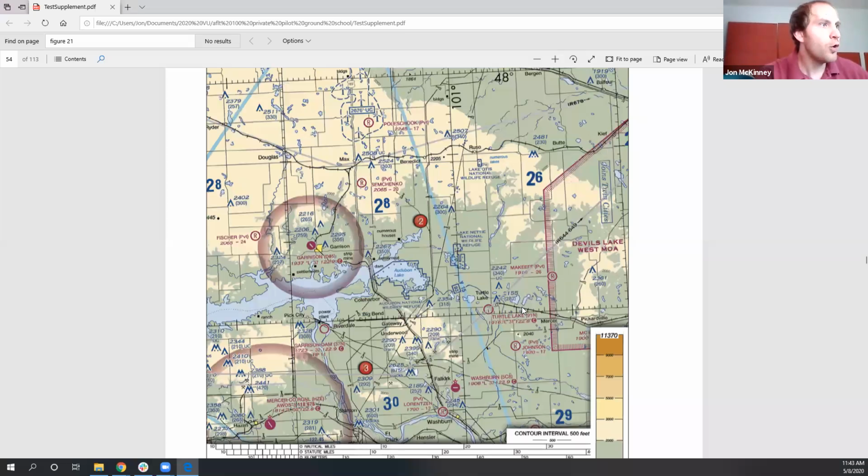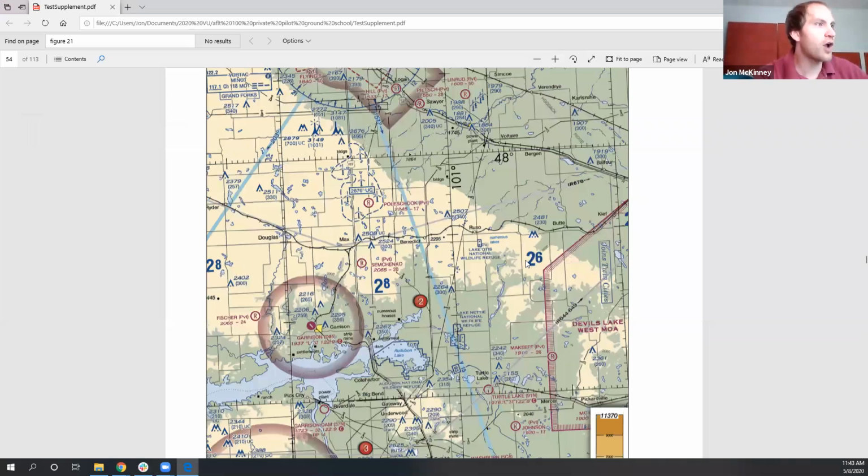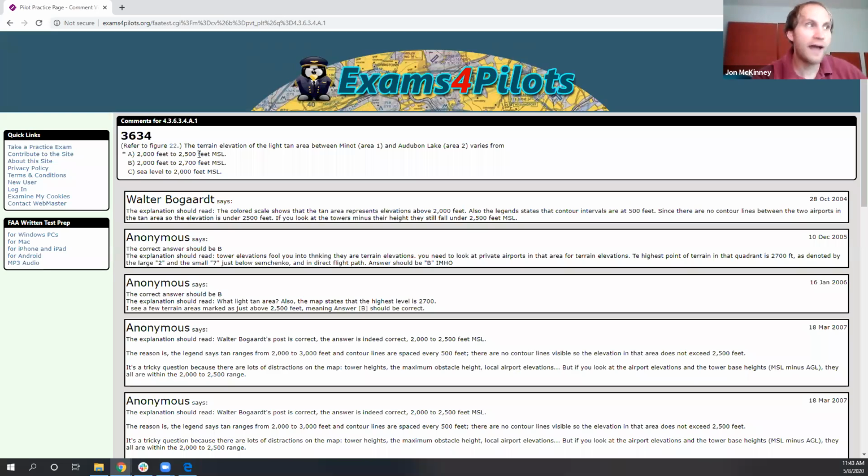So in this example, we don't see any of those extra contour line intervals drawn out at all. So that's why the correct answer is going to be 2,000 to 2,500 MSL, because we clearly see the 2,000 line that's drawn, because the 2,000 line is when it changes color to light tan. And if there was another 500-foot jump up, we would see one of those gray contour intervals drawn that would indicate above 2,500, and we don't see that. So that's why the best answer choice is, in this example, A, 2,000 to 2,500.